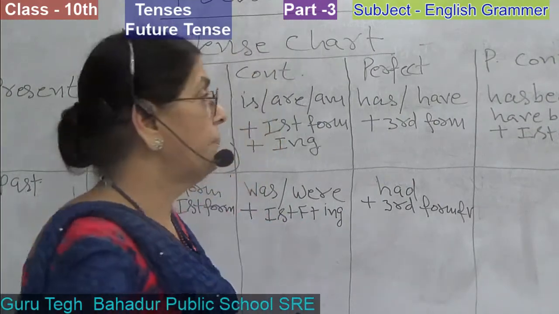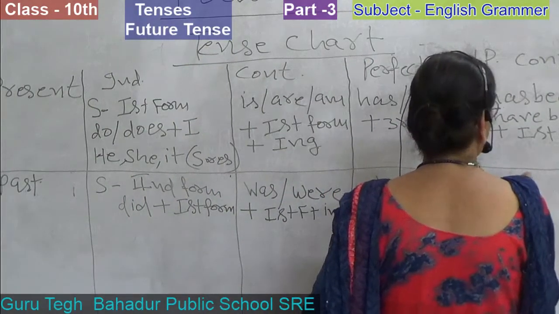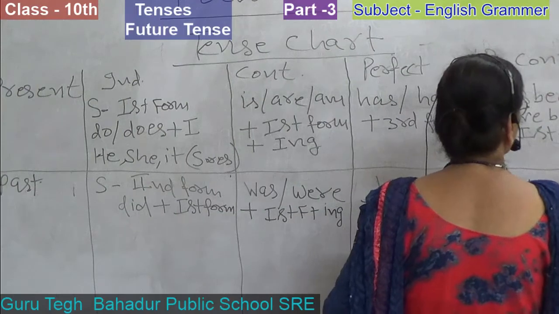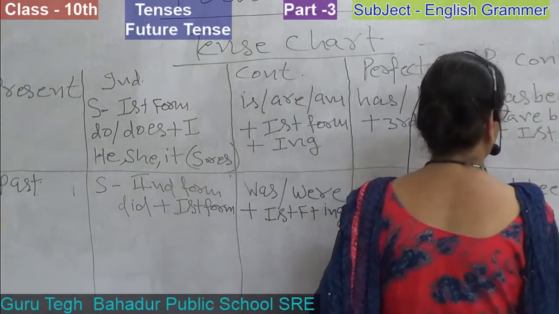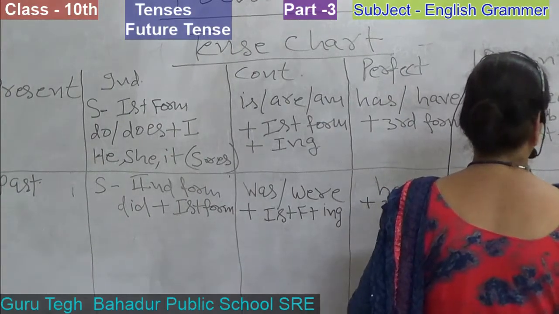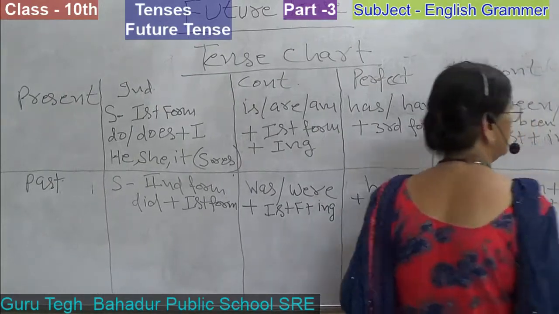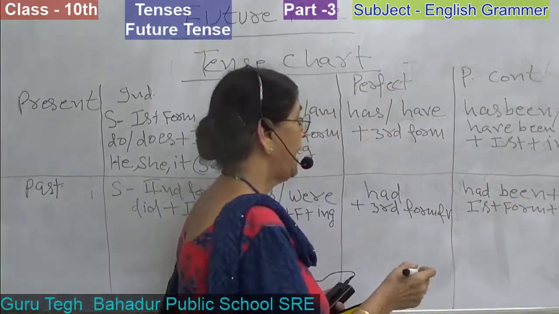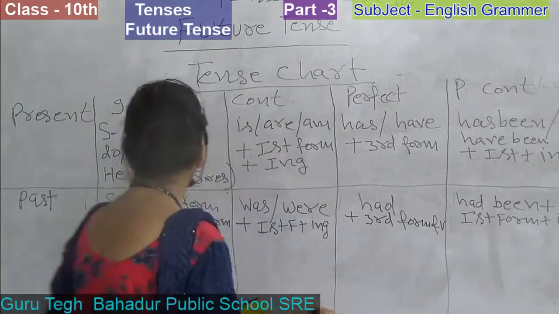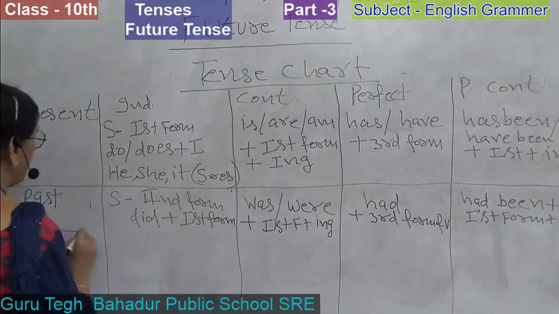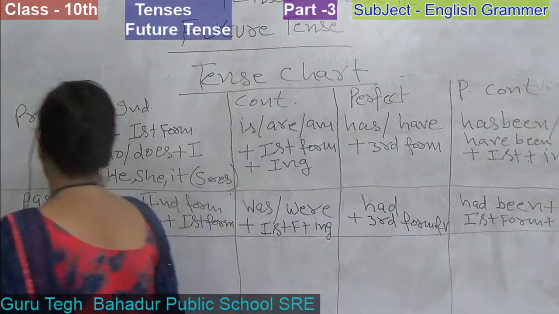Then in the past perfect continuous tense, only one helping verb, had been, plus first form plus ing. So the sentence will become, I had been going there for 2 hours. So this was our past tense. Now we come to the future.